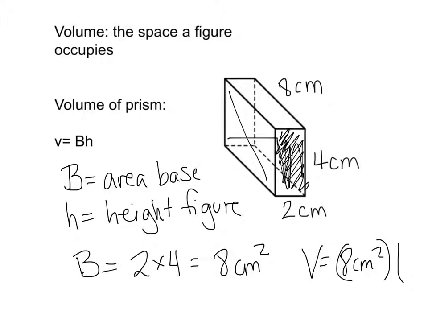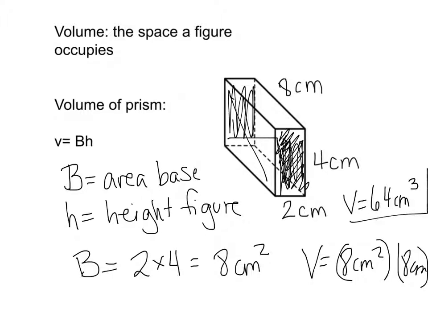Remember, that's our distance between bases. So I'm going to look at this base that I scribbled in to the base that's parallel to it. So the distance between those is 8 centimeters. So if I multiply 8 centimeters squared times 8 centimeters, I'm going to get the volume is 64 centimeters cubed. For volume, your units are always going to be to the third power.